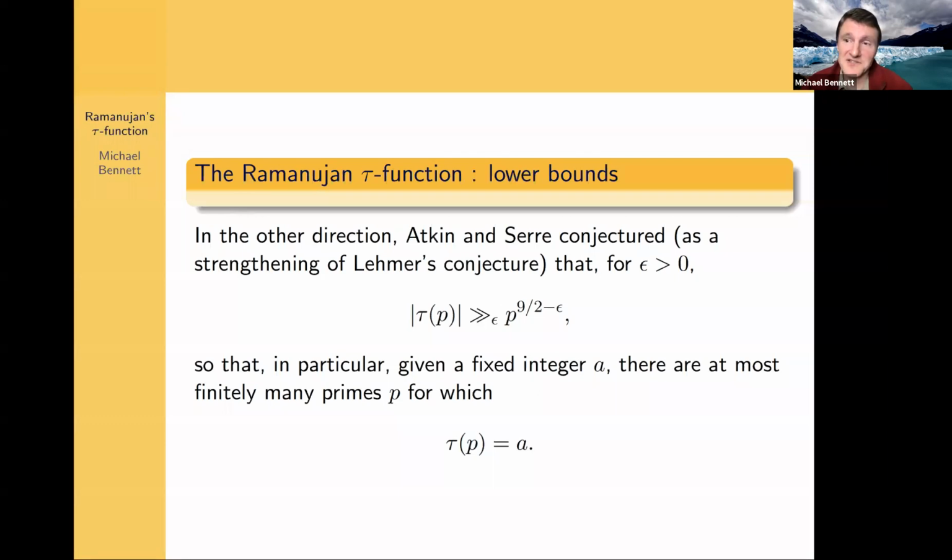But the tricky thing here is we don't know any statement of this form, sadly. We really can't prove anything much here for tau of p. I mean, of course, we know tau of p is even, so if we take a to be odd, then there are no solutions.